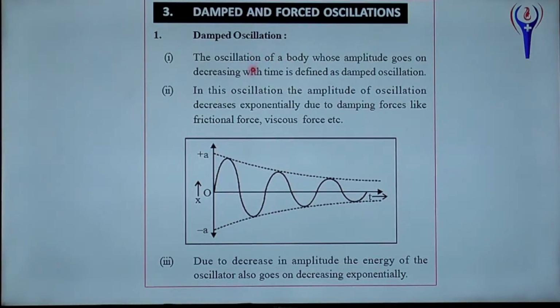Damped oscillation. The oscillation of a body whose amplitude goes on decreasing with time is defined as damped oscillation. See, how is the amplitude? Amplitude is decreasing with respect to time. That is damped oscillation. Example, a swing, unjal.